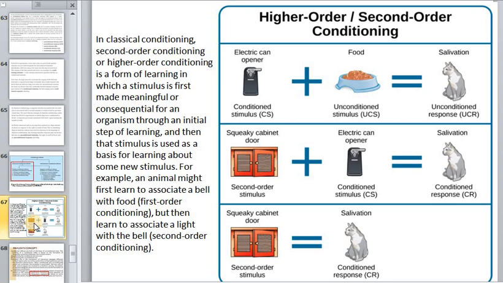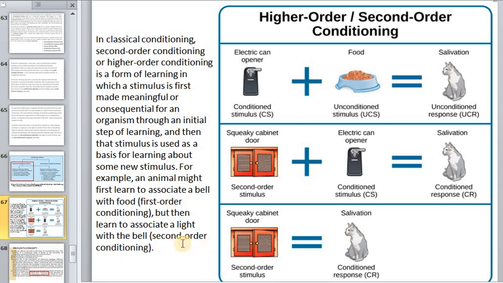And here we see this in classical conditioning. Second order conditioning, or higher order conditioning, is a form of learning in which a stimulus is first made meaningful, just like the classical conditioned reflex of the first level. The organism goes through an initial step of learning, and then the stimulus is used as the basis for learning about some new stimulus. For example, an animal might first learn to associate a bell with food in first order conditioning, but then learn to associate a light with the bell.